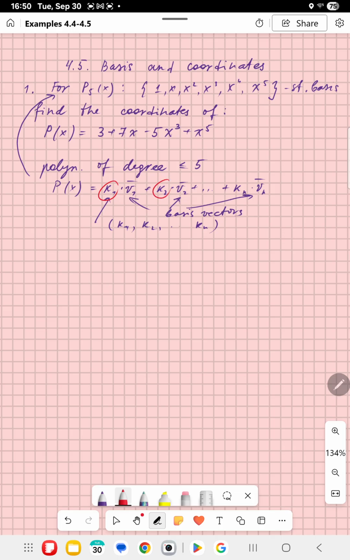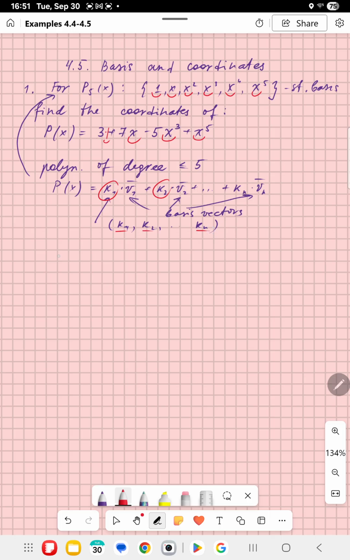Well, what is interesting, guys, is that our basis vectors are exactly 1, x, x squared, x cubed, x to the power of 4, and x to the power of 5. And they are already sitting in this polynomial. So this is the last one, this is the third one, this is the second one, and if you imagine multiplication by 1, that's going to be number 1. So if I want to express it or read these coordinates.